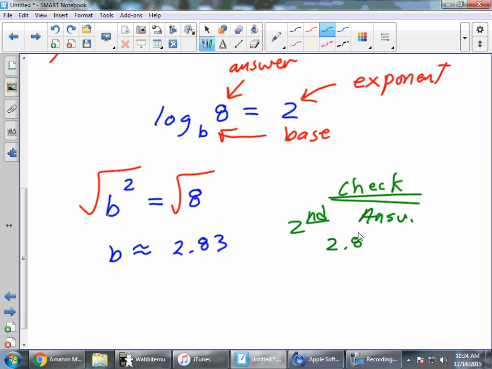2.83 squared. And does that equal 8? But go second answer, otherwise it's going to round. Yeah, good. Get used to that second answer. If you don't, ask a math cousin or ask me. You're going to have to use it a lot this year. Second answer. You don't store it.